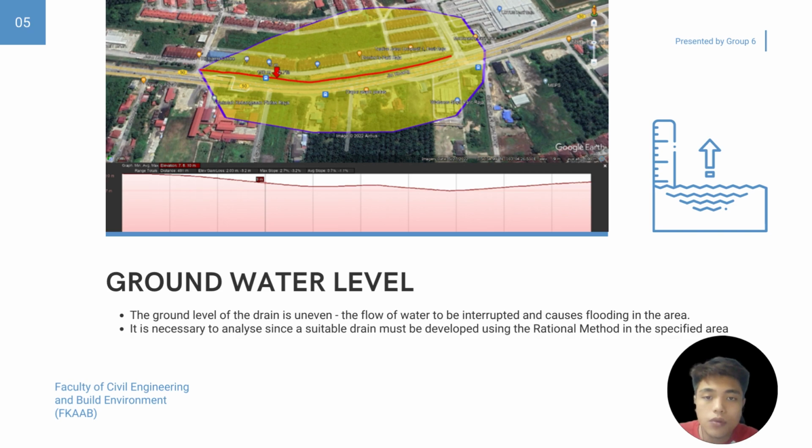By using Google Earth Pro, we found that the ground level of the drain is uneven. This causes the flow of water to be interrupted and causes flooding in the area. It is necessary to analyze this, since a suitable drain must be developed using the rational method in the specified area.